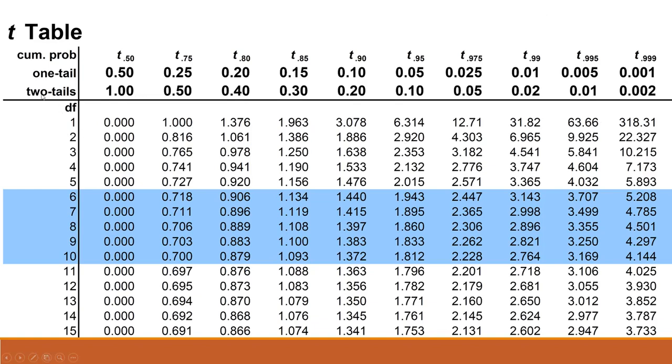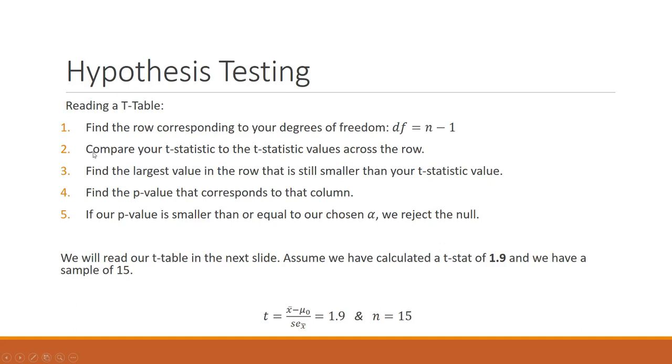All right. The first thing we do is we go to our degrees of freedom. We said our degrees of freedom are 14. All right. We follow 14 across. Let's go up. We find our row. We did that. Okay. Compare our t-statistic to the t-statistic values across the row. Find the largest value in the row that is still smaller than your t-statistic. All right, so we said 1.9.